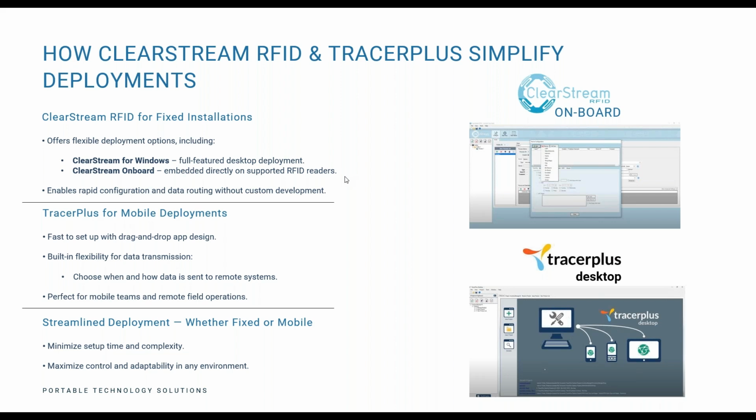You can start with something simple for inspections, or go ahead and build out RFID scanning applications within Tracer Plus desktop. Deploy them over the air to your mobile devices, allow your workers to scan and collect the data they need on those devices, and then send that data back.